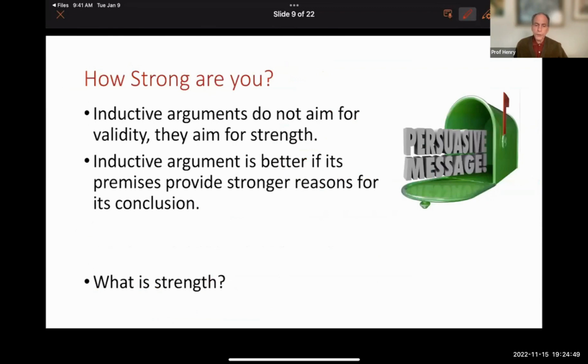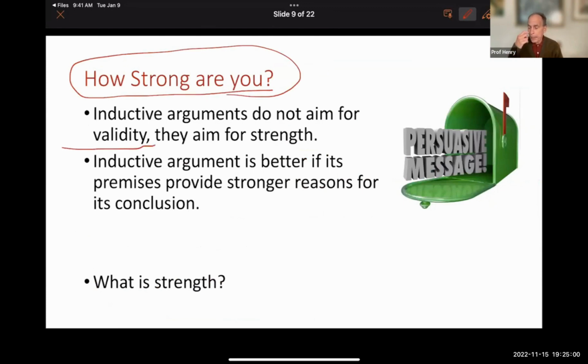So the issue with inductive reasoning is how strong are you? You're not aiming for validity, all right? Because that, as I showed in the first few slides, could be wrong in the sense that the premises could be wrong. What you want to aim for, give up your quest for deductive reasoning, okay? Aim for strength. An inductive argument is better if its premises provide stronger reasons for its conclusion.